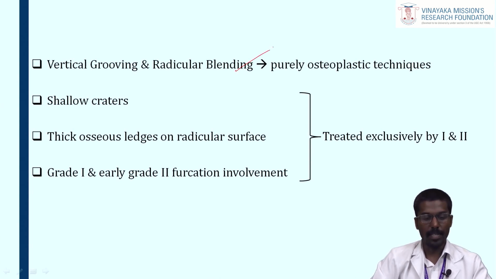Next is the shallow craters, the thick osseous ledges on the radicular surfaces. If there is any grade 1 or grade 2 furcation defect, we can go for the ostectomy procedures. Grade 1 is nothing but an incipient lesion, grade 2 is the cul-de-sac type.